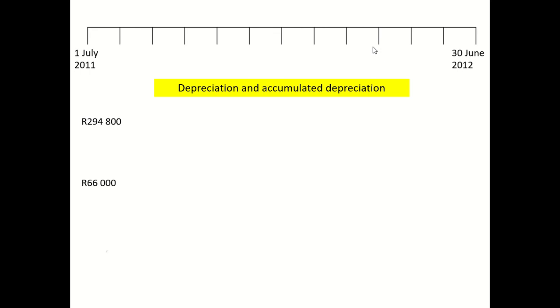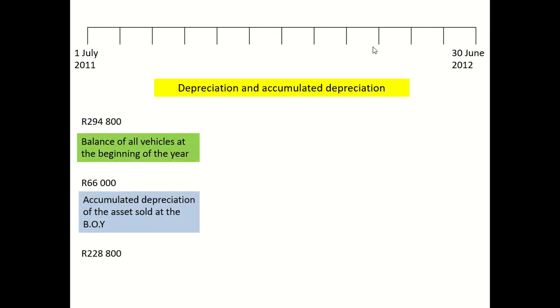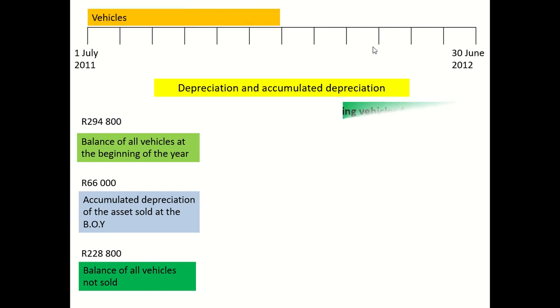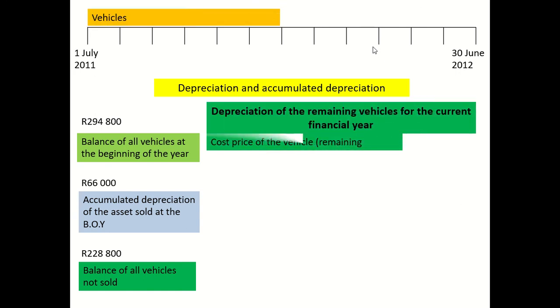On the other hand, we still have assets that were not sold. For the assets that were not sold, we still use the same formula, where you have accumulated depreciation at the beginning of the year, minus accumulated depreciation of the assets sold at the beginning of the year. You are left with accumulated depreciation of the remaining assets which were not sold. So we're trying to calculate the current year depreciation of the assets that were not sold. Now you're going to start with the cost of the remaining assets, which is 649,000. Please check the previous video as to how I got that 649,000 rand.